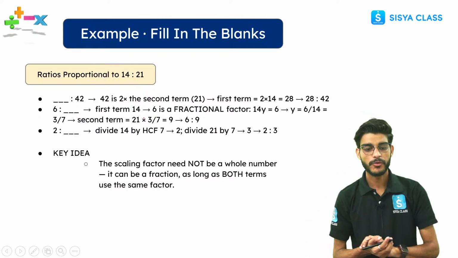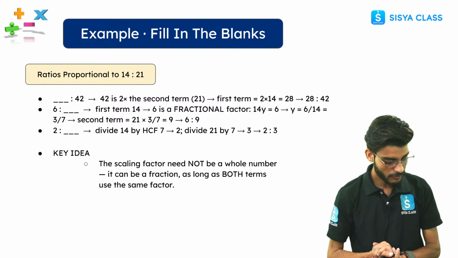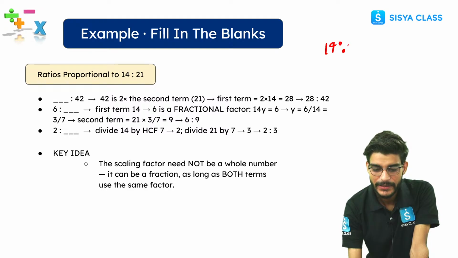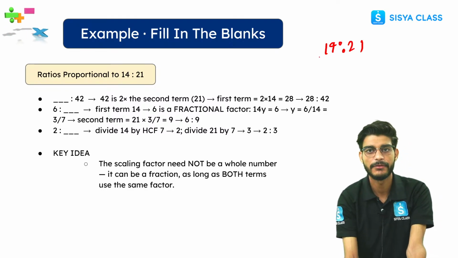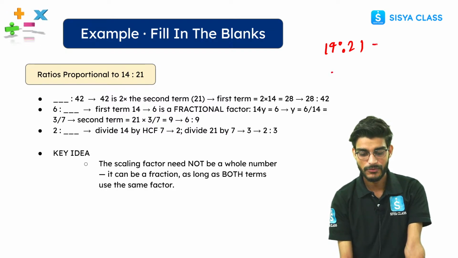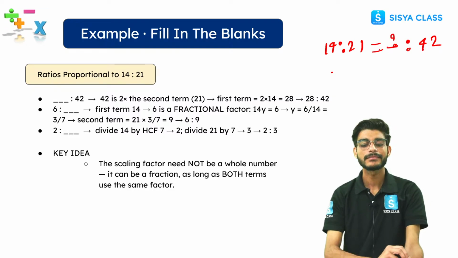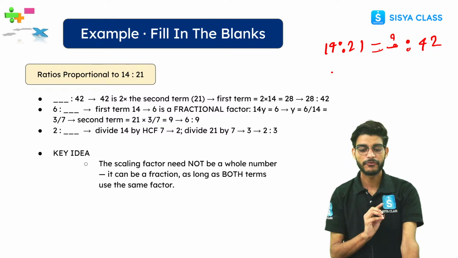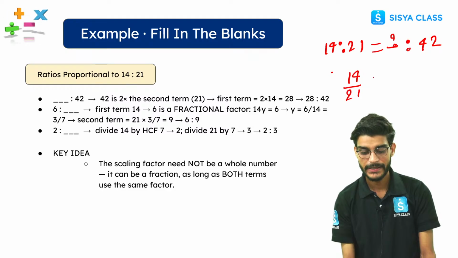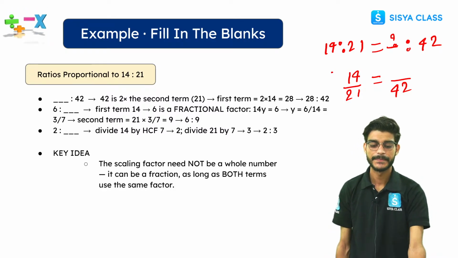Now let's do some problems and you have to fill in the blanks. Before me, you have to answer this. 14 ratio 21 is proportional to dash ratio 42. Which number should come in place of the question mark? So 14 upon 21 should be equal to blank upon 42, right? Can I represent it like this?